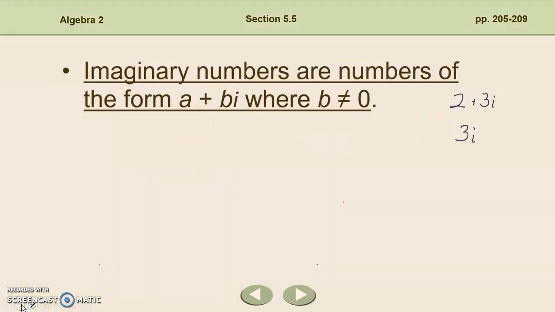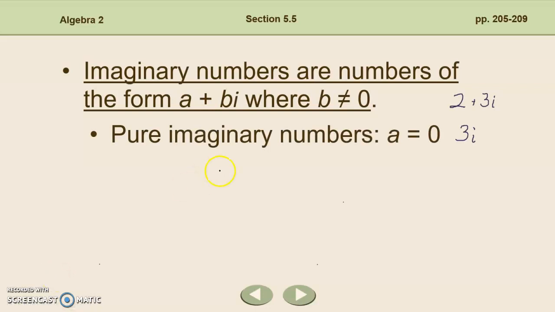Imaginary numbers are one type of complex number. And imaginary numbers are numbers of this form, a plus bi, where b is not equal to 0. So you see over here on the right, we've got some imaginary numbers. And imaginary numbers can be further categorized into pure imaginary numbers. That's where a equals 0. So all you're left with is the bi part. So 3i is a pure imaginary number. 6i is a pure imaginary number.